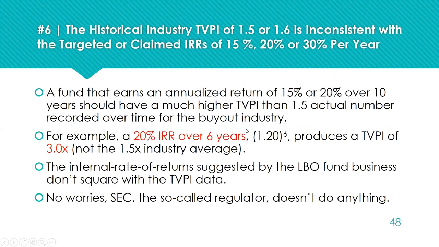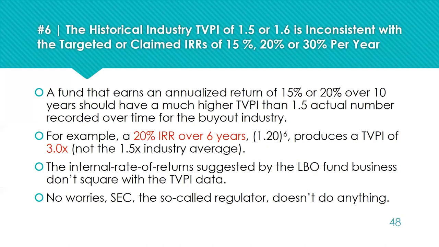TVPI, as I said, is about 1.5 in the American LBO industry. Yet you kind of keep hearing, oh, the annual returns are 15 or 20%. If they were 15 or 20%, it just seems to me that the TVPI should be a lot higher. For example, if you use 20%, a TVPI ought to be around 3, not the 1.5 average. So there's a little inconsistency between the TVPI and the IRR.